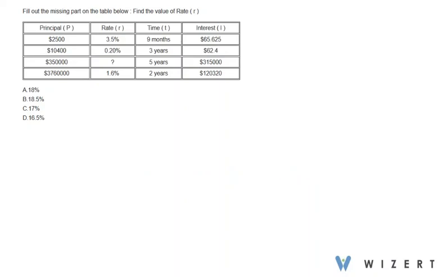We have this question here. Fill out the missing part on the table below. Find value of rate. We have to find value of rate here. We know simple interest.